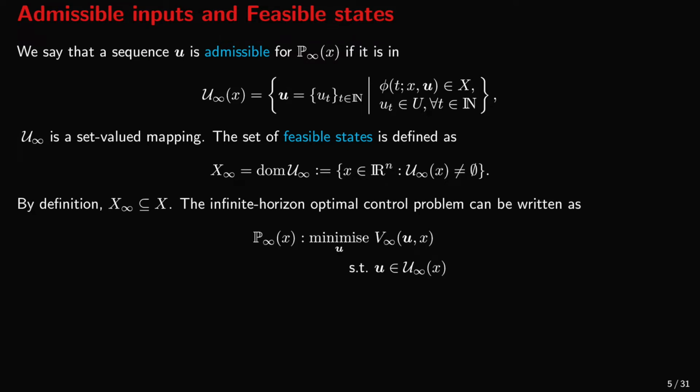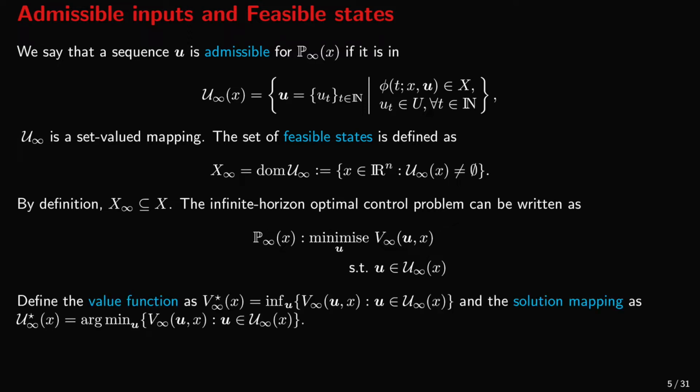We can now write the optimal control problem as the problem of minimizing the cost function V infinity subject to the sequence of control actions u boldface being admissible. The value function of this problem is defined as the infimum of the cost function subject to the constraints, provided that this infimum exists. This is denoted by V infinity star. We define the solution mapping of the problem to be the set of minimizers, and this is denoted by U infinity star.